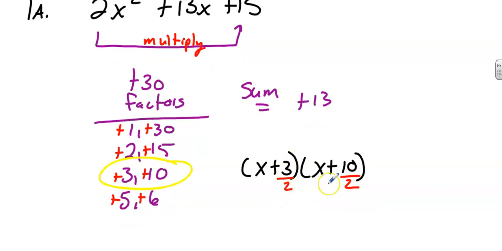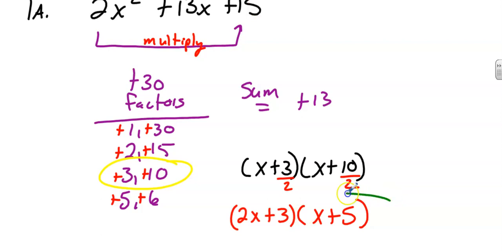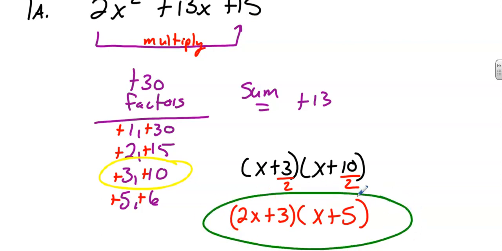3 over 2, this part we won't simplify, so we'll come back to this one. That leaves this one, 10 divided by 2 is 5. 3 over 2 won't simplify. So here's where the bottoms-up comes in. We're just going to take this 2 and pull it up in front of the x, and make it 2x plus 3. And that'll be the answer that we're looking for.